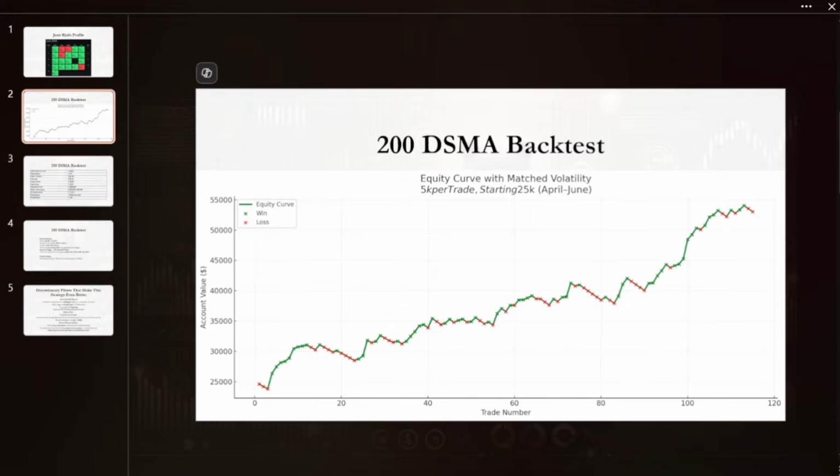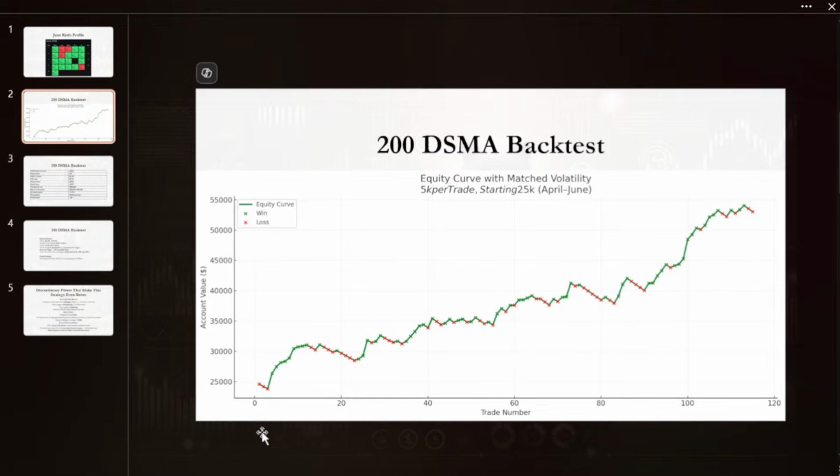The realistic model, which I use here, I go by risking 5K per trade with a tight 10% stop loss. That's scalable, repeatable, and something I've personally been able to execute across dozens of tickers. So let's take a look at what the results actually show. So here's the model.